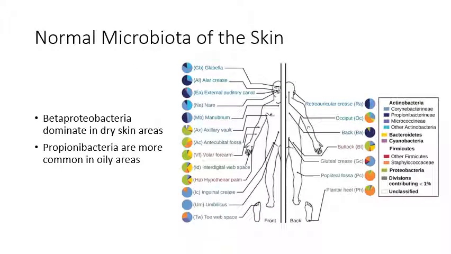So for example, if we look at this drawing of a human body and all the different regions, you can imagine that different regions of your body are going to have different oil content, different sweat content, and so those different environmental conditions are going to promote the growth of certain types of bacteria. So, for example, in dry skin areas, we find beta proteobacteria. In oilier areas, we find more of these propionibacteria. So it depends on where we are in the body what type of bacteria we're going to be finding in those areas.